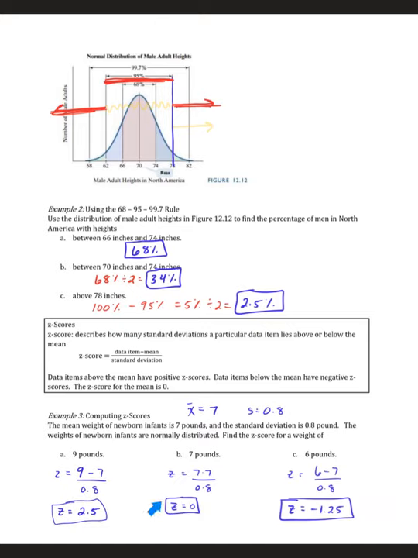For letter B, you find a z-score of 0. The reason why it's 0 here is because this data value is the mean, meaning it lies exactly there. Letter C is 6 pounds. Right away, you notice that this data value is smaller than the mean, which is why we have a negative. So the data value of 6 pounds is negative 1.25 standard deviations below the mean. Okay, next page.